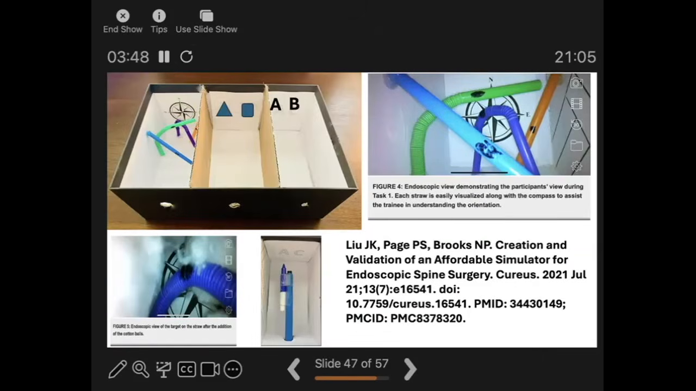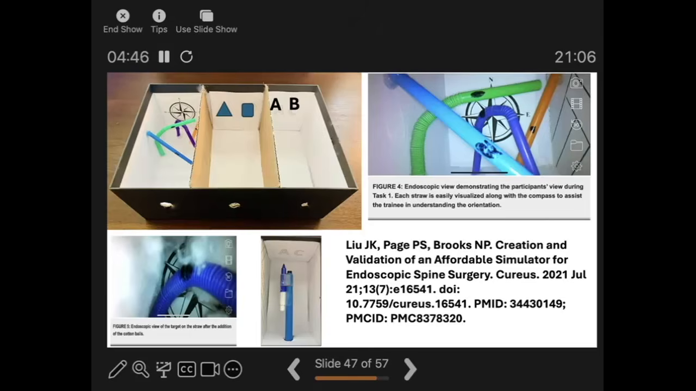Liu et al. designed a cardboard box which was divided into 3 sections, each designed for a specific exercise. Large beveled straws in blue, green and brown colors are positioned to learn orientation from superficial to deep areas. The task included touching the marked black dots on each straw, and the time taken is recorded. For another exercise, cotton balls are taken under endoscopic control to reach the target point on the straws, and again the completion time is recorded.